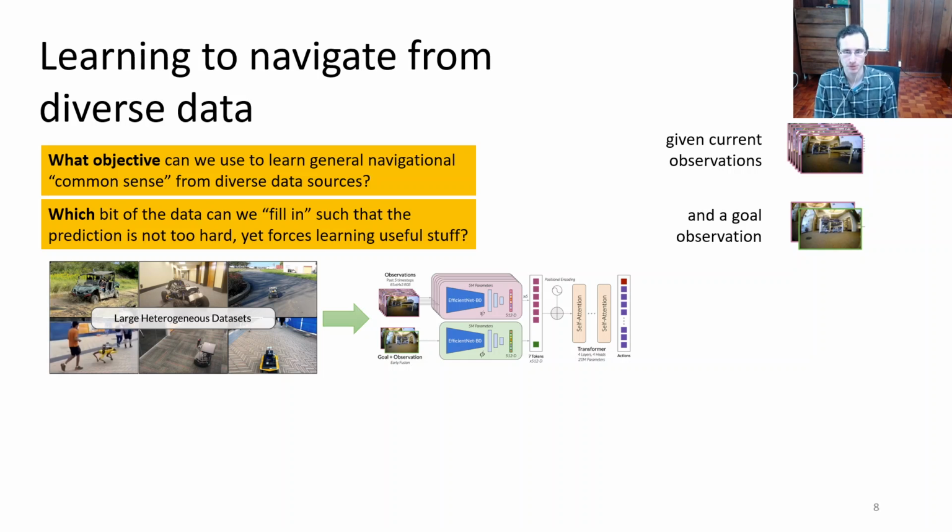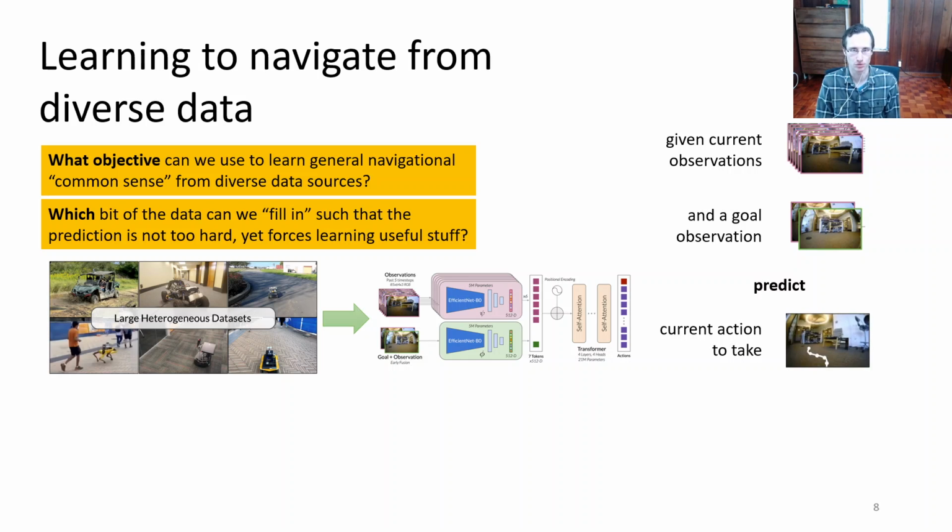And then based on these things, the current history of observations and some future observation representing a goal, we're going to predict the current action the robot should take and the number of time steps between the current observation and the goal observation, what we can call a dynamical distance or temporal distance.